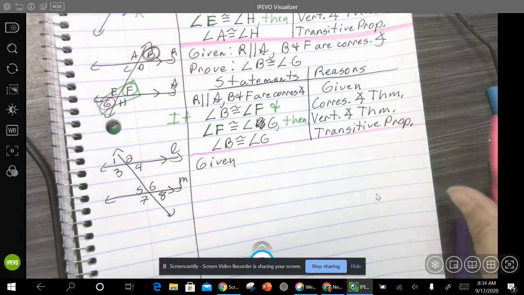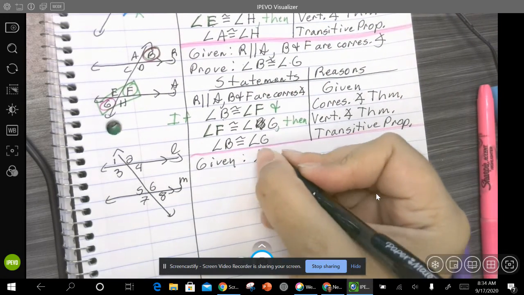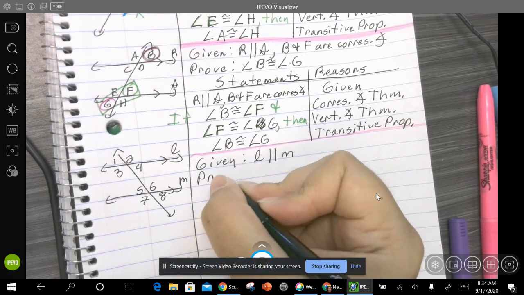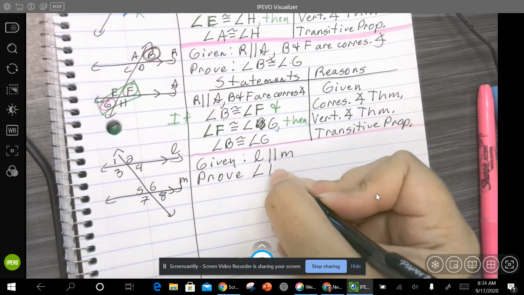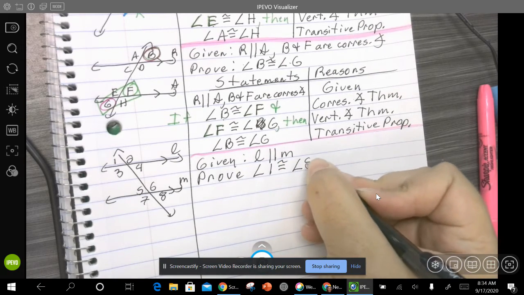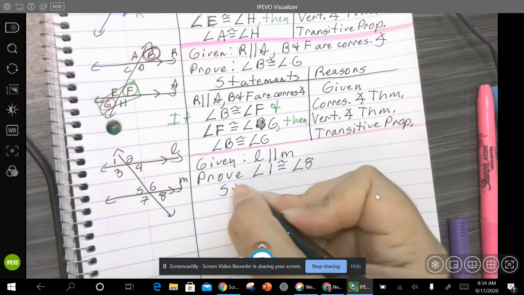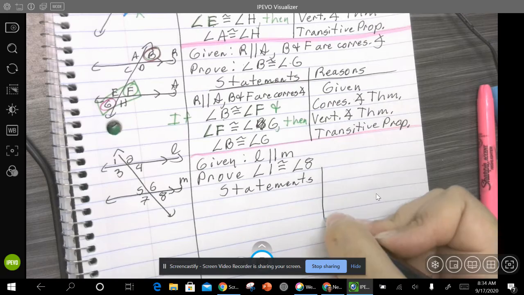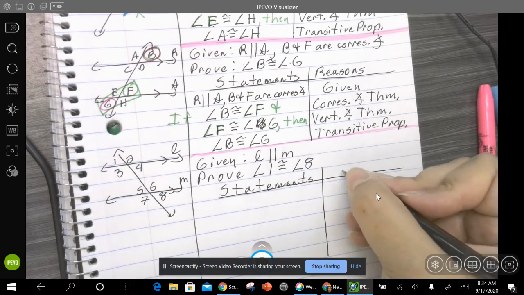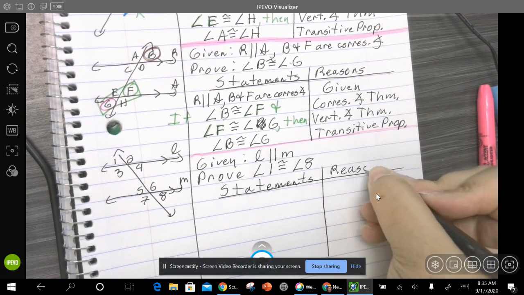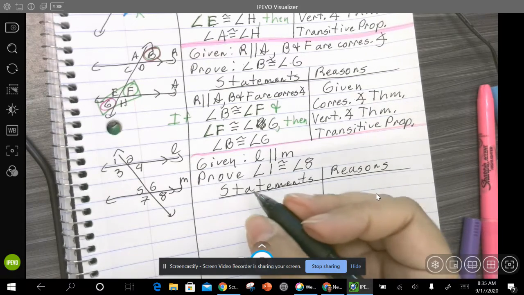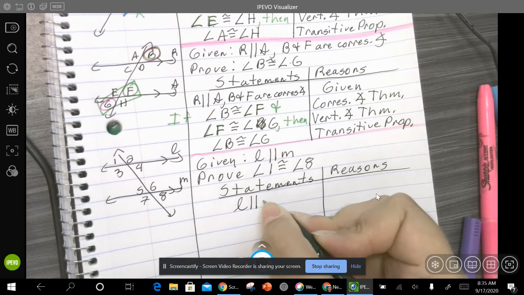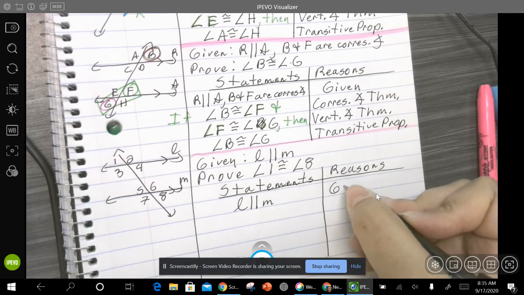Okay, so we are given that line L is parallel to line M, and we need to prove that angle 1 is congruent to angle 8. So we're going to go ahead and do our statements and our reasons. Okay, so we're always going to start with our given: line L is parallel to line M. That's our given.